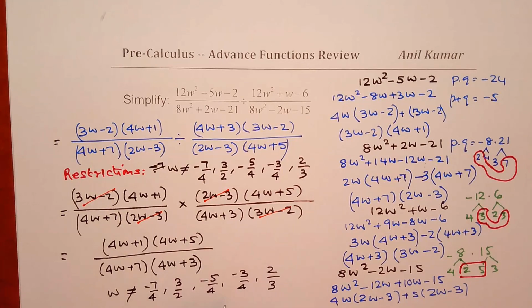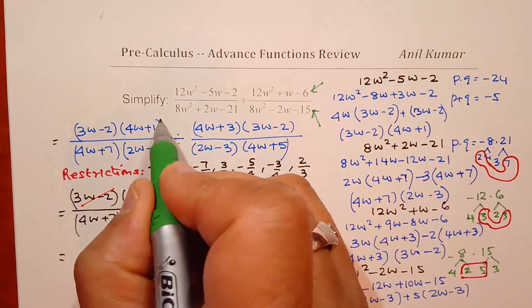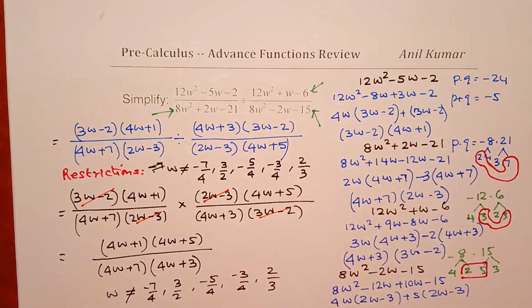Remember, writing restrictions, you have to consider both numerator and denominator of divisor, and as normally you do, denominator of any rational function. With this, we come to end of this particular video, and I hope you learn the steps involved in simplifying rational expressions and performing such operations. So a key to success here is to review factoring techniques. They can help you really to solve and simplify rational expressions. I hope that is clear.